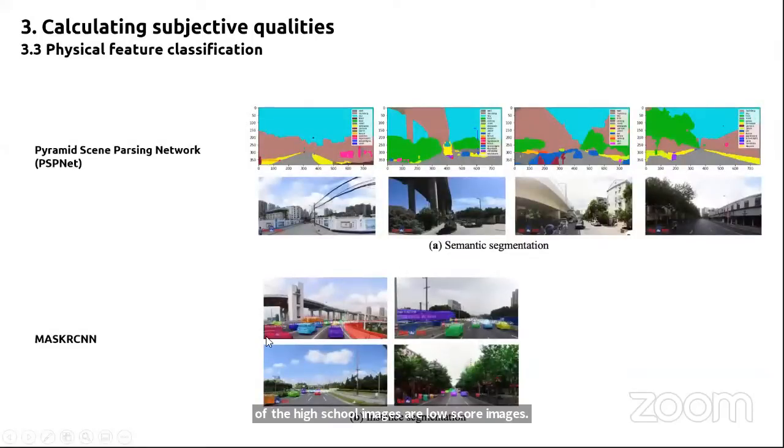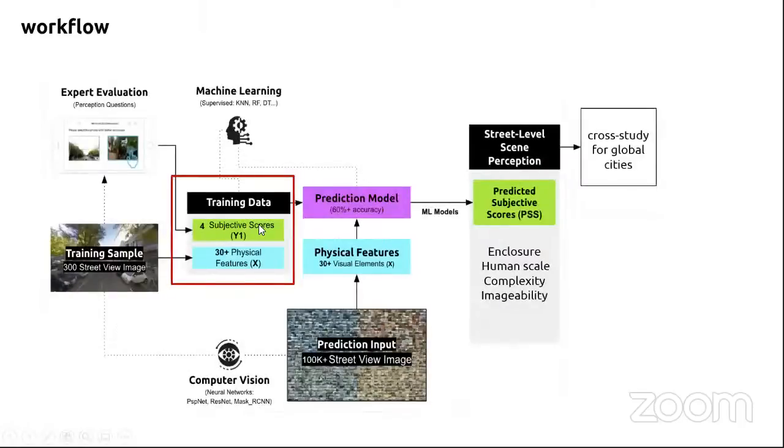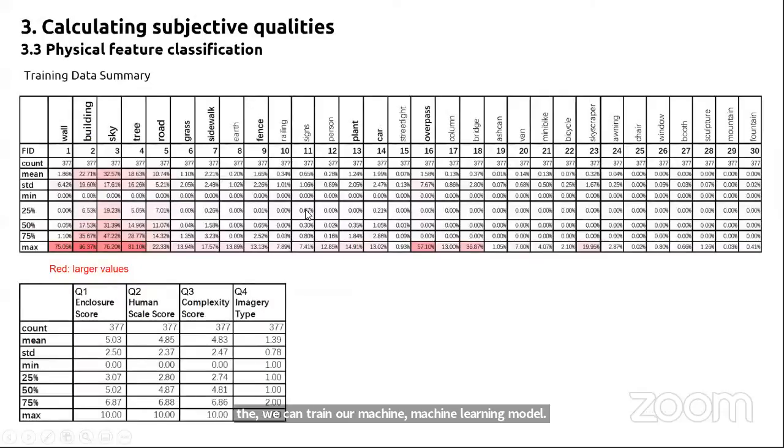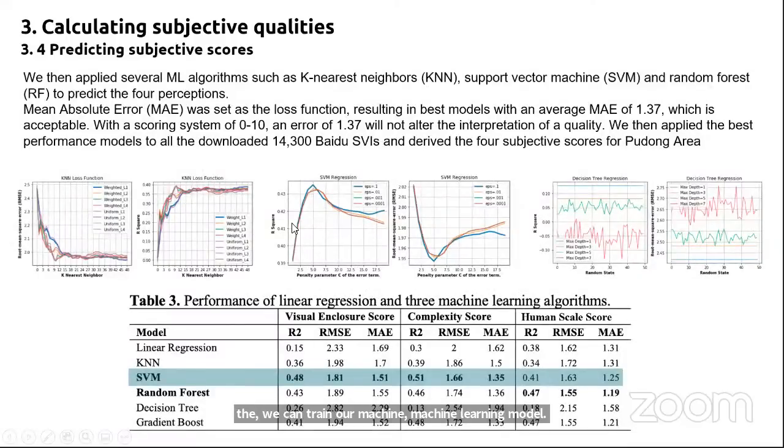We use PSPNet to extract and calculate the pixel ratio of individual features as view index from street view images. We also apply Mask R-CNN to count the amount of cars, people, signs, and street furniture. Now we have subjective scores, and we also have the physical features from the street view images. We can train the machine learning model. Here is the training data set summary, and we apply multiple algorithms such as KNN, SVM, and random forest to predict the four perception scores.